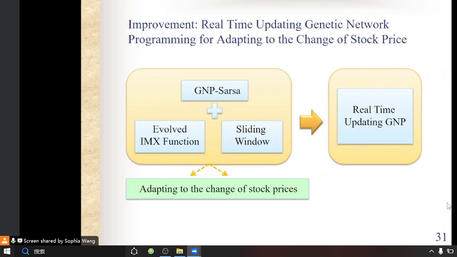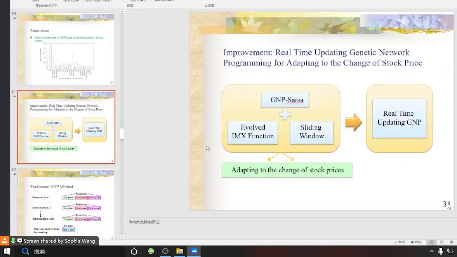Okay, so I just give you a little part about this one. And I think it's very interesting. And if you are interested in this kind of algorithmic trading, you can refer to other papers. Okay. So let's take a break. And we will have the last class.